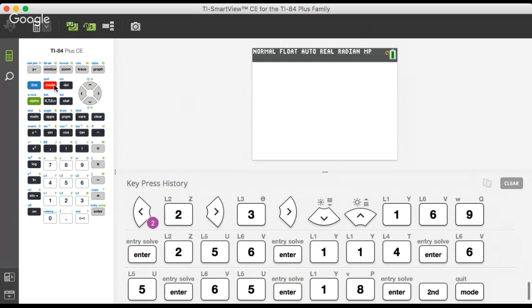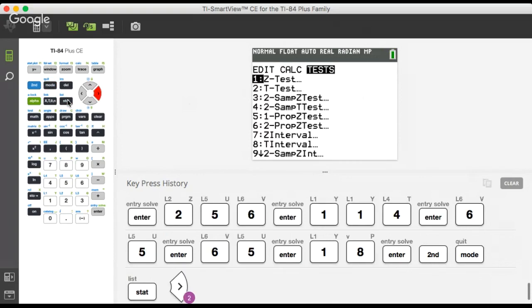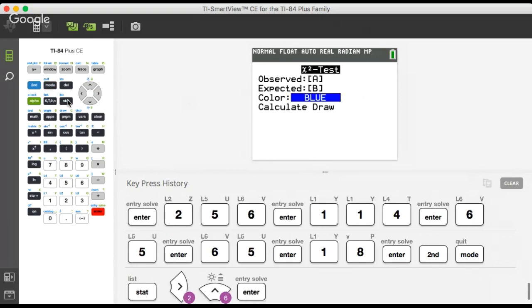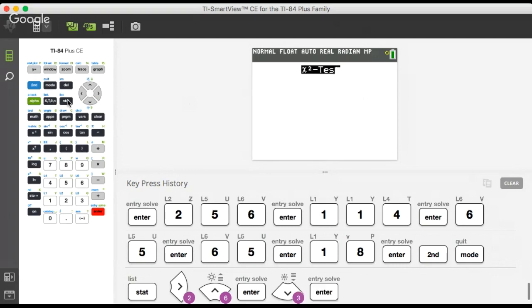So then we can go to second mode and get out of there, right? Because we put it in. Then we go to stat, go to test. Remember, I did not put in B. Same thing. Observed is in there. Expected, we don't have to change B. We just simply push calculate. And there we are. Our chi-squared is 10.58. Okay.